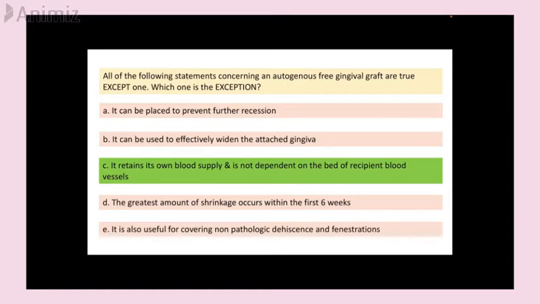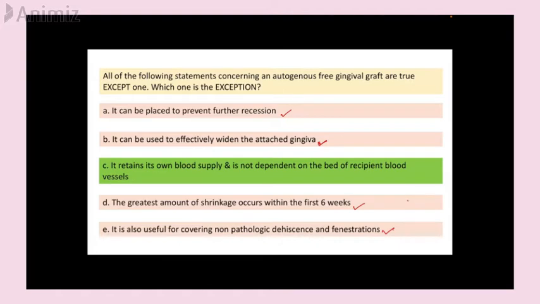Let us also see the other options. It can be used to prevent further recession. Yes, it is correct. It can also be used effectively to widen the attached gingiva. Yes, this statement is also correct. The greatest amount of shrinkage will occur within 6 weeks. Yes, this statement is also correct. And it can also be useful for covering non-pathologic dehiscence and fenestrations. This statement is also correct.